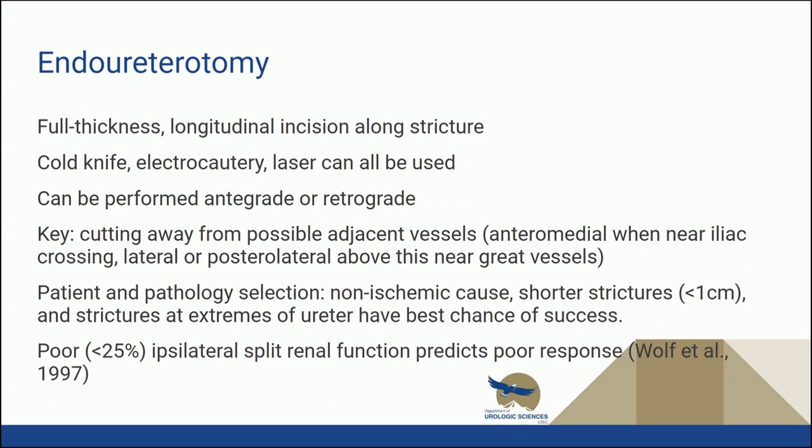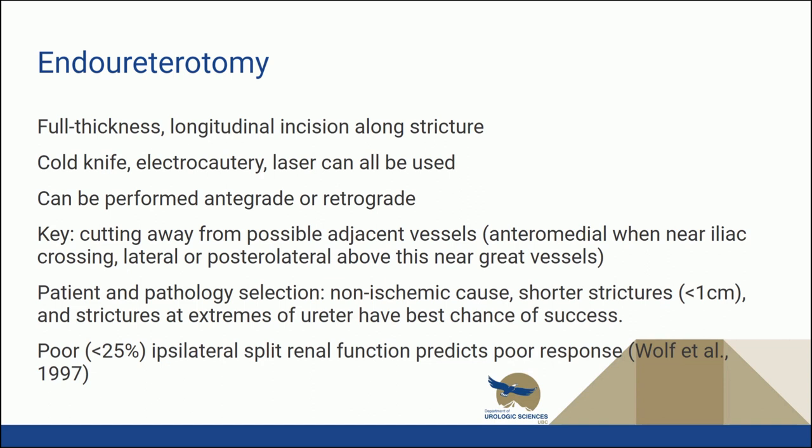Endoureterotomy is a technique that can be used for stricture management. Usually it requires a full thickness longitudinal incision along the stricture. Cold knife, electric cautery, and laser can all be used. And the key to this is cutting away from possible adjacent vessels. So this is going back to the anatomy of the ureter and when to be cognizant of the blood supply there.